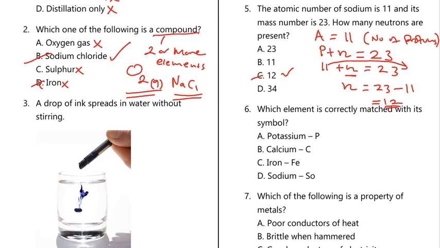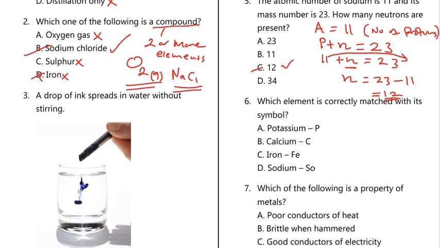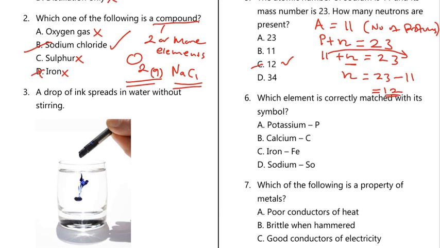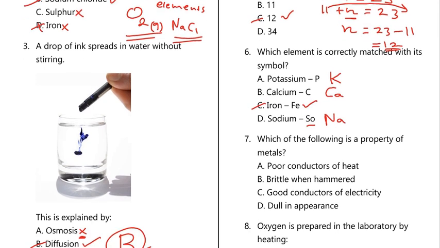Question 6. Which element is correctly matched with its symbol? So here we have symbols of various elements. Potassium, we have kalium, which is K. The symbol for potassium is capital K. Calcium is C, capital C, small a. Iron, we have ferrum, that's the right choice. Then sodium, we don't use So, we use natrium, capital N, small a. So we have iron matched with its symbol.